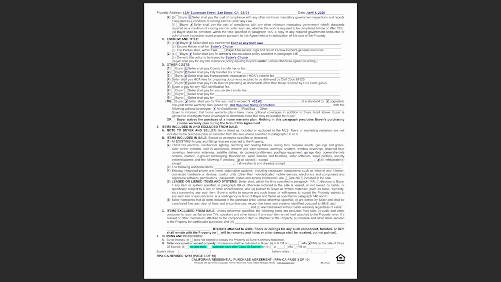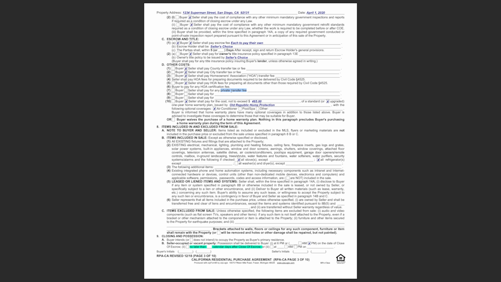Item number 7, I have left blank in this scenario, for private transfer fees. Now, in the marketplace that I happen to be in, Southern California, we don't see private transfer fees frequently, but there are areas that do have a private transfer fee and they can get costly. This would be one of those subjects where you'd want to find out in your local marketplace if this is typical or atypical, okay?